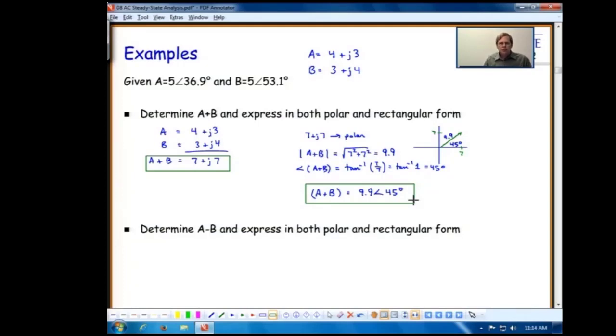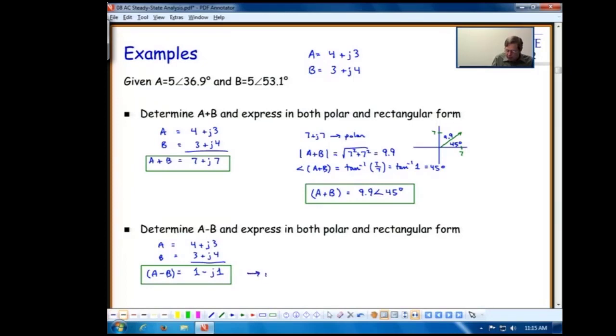All right, let's do A minus B. We can set up the problem just like we did the addition problem, only this time we'll subtract the two numbers. A is 4 plus j3, B is 3 plus j4. A minus B is 4 minus 3, or 1, minus j1. So there's the rectangular answer.